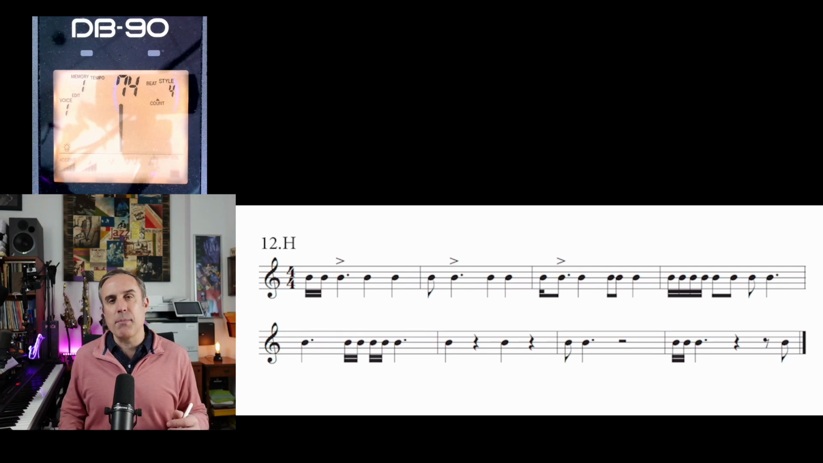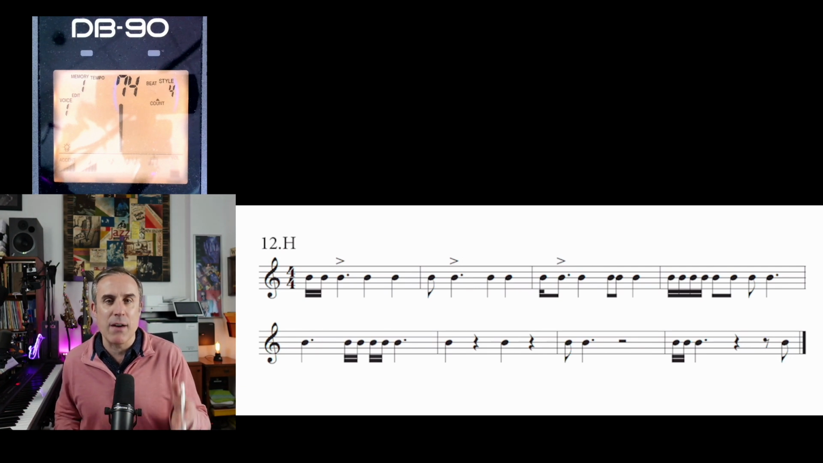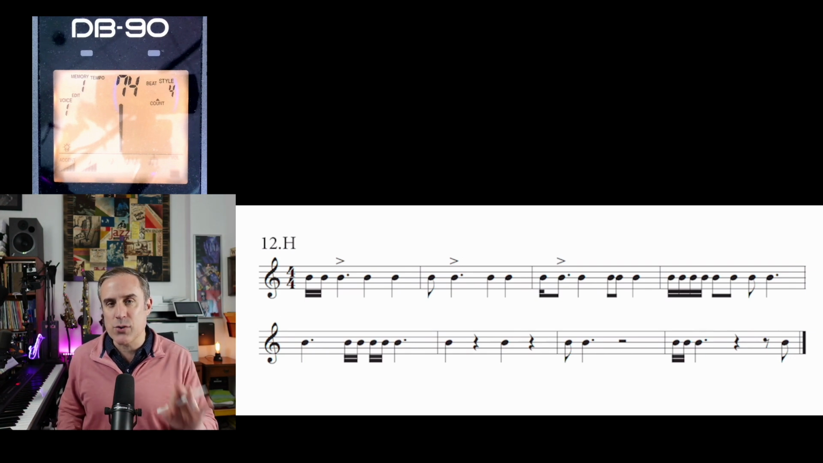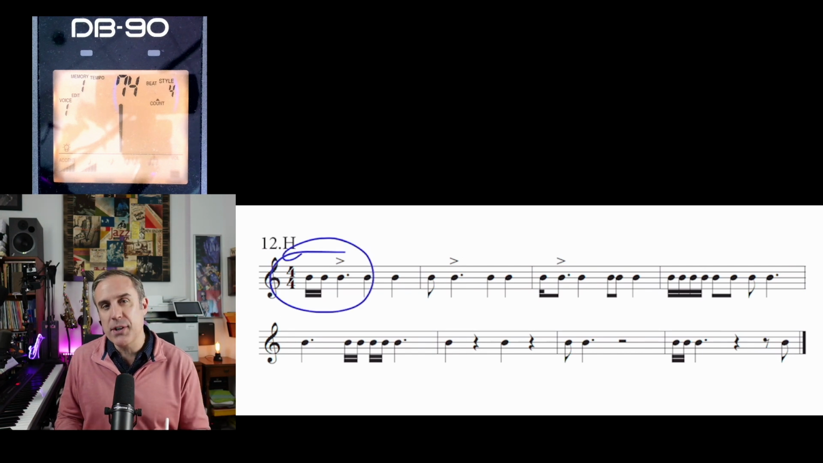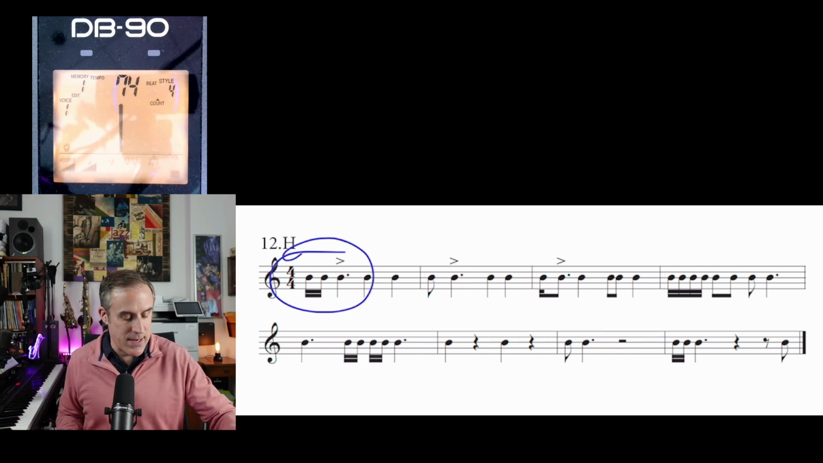I've also changed up the metronome to my Boss DB90. I've got a webcam on it, and we'll try that out when we perform. But first, let's get into the analysis for exercise 12H. In measure 1, we have one of our new musical sight words for week 12, the 2 16th notes going to that dotted quarter note.